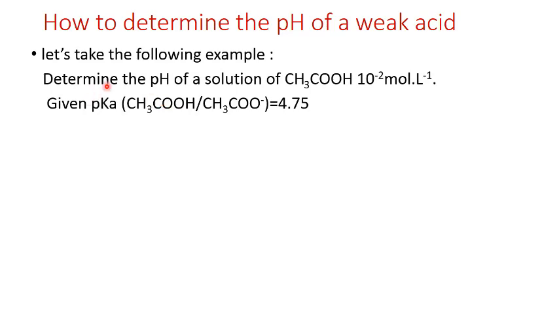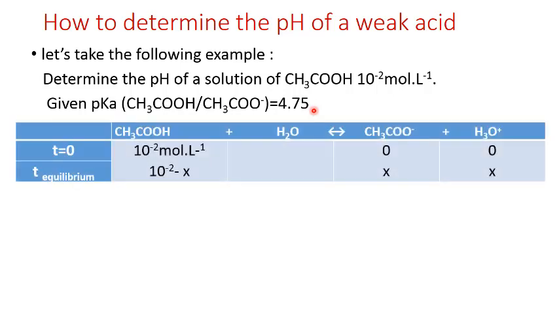For example, in an exercise, I'm asking you to determine the pH of a solution of ethanoic acid having an initial concentration of 10 to the power minus 2, and as given, I give you the pKa of this pair, which is equal to 4.75. What do you have first of all? We have to draw the table of conversion. At T0, I'm copying just the value, 10 to the power minus 2, and here definitely 0, 0. Pay attention that water will not be considered because its concentration is practically constant. At equilibrium, CH3COOH dissociates by minus X, and thus we will obtain here X and here X.